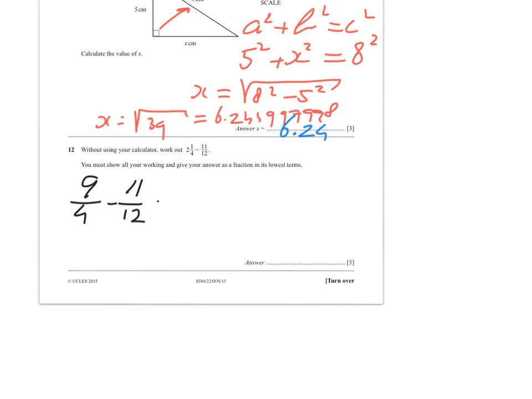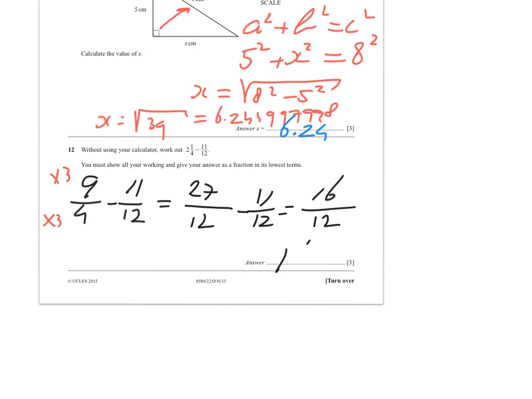And that is the same as, now to subtract fractions, the denominator needs to be the same. So I'm going to put here times 3, times 3, because 4 times 3 is 12. So then the denominator is going to be the same. 27 over 12 minus 11 over 12. Denominators are the same, so that's going to give me 16 over 12. In its lowest terms, 16 over 12, you can get 1 whole out, so that's 1. You have 4 over 12 left, which is 1 over 3.